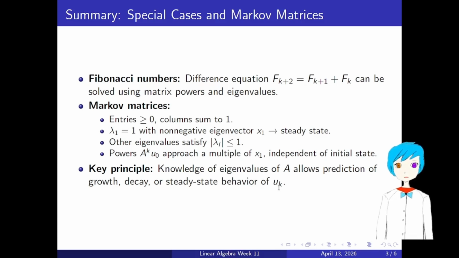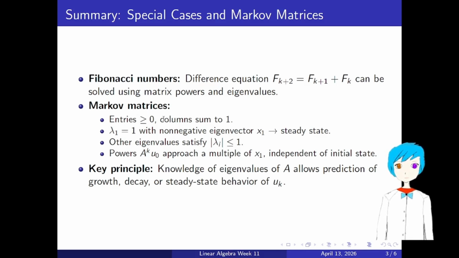As an example, for the Fibonacci numbers, we can use the matrix power and eigenvalues, and the eigenvalues are (1 plus square root of 5)/2 and (1 minus square root of 5)/2. In matrix form, we can simplify this two-step recursion into one step, u_k = A u_{k-1}. As another example, we have the Markov matrices.